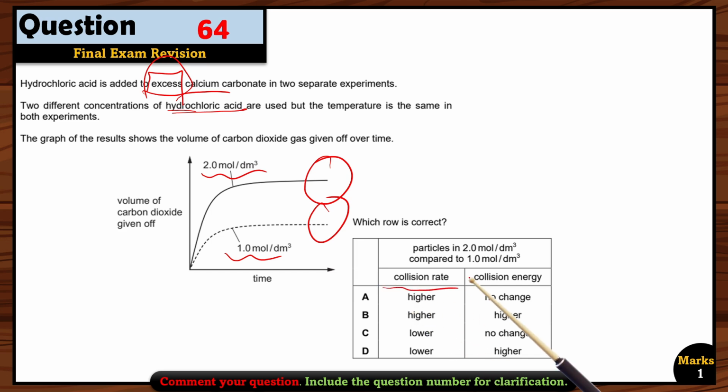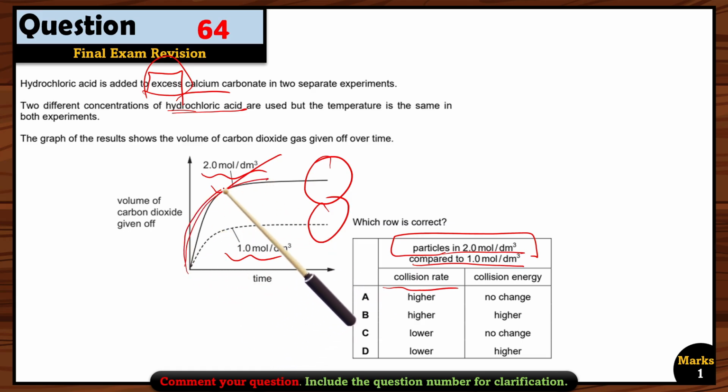We have to see which row. Particles in 2 mol dm^-3 compared to 1 mol dm^-3. Now we have to look for the answers for 2 mol dm^-3, okay? So what is happening to the particles in 2 mol dm^-3? The collision rate is higher or lower? Of course it is higher because the graph is steeper, right? You are getting more volume of carbon dioxide in a smaller time. In a small time, like 1 minute maybe, for example, you are just getting this much, but here it is steeper, right?